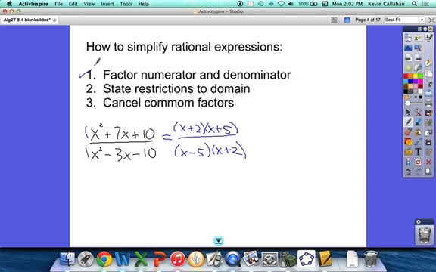Okay, now state the restrictions so that we don't divide by 0. Basically, find the zeros of the denominator. Okay, what are the zeros of the denominator? 5, negative 2. So you're going to say the restrictions are x does not equal 5 or negative 2.